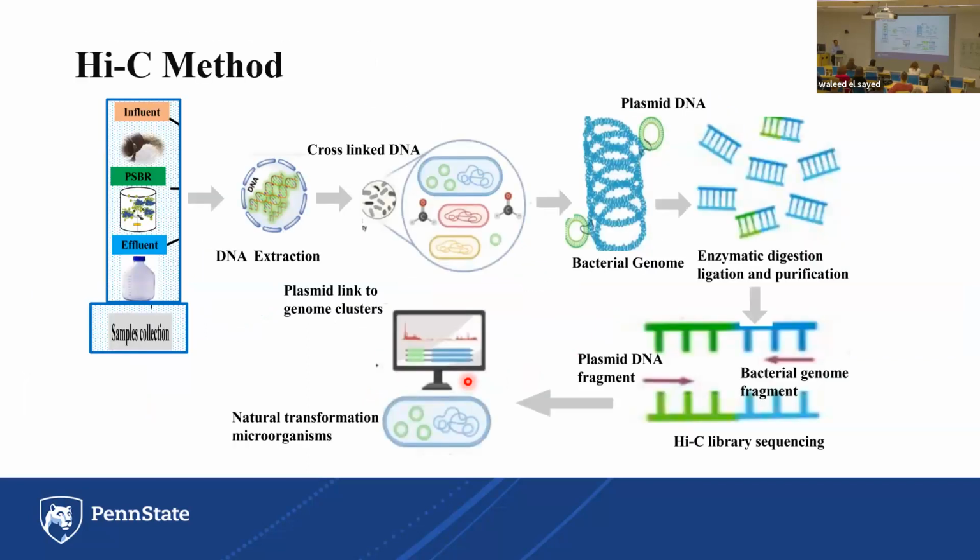For the Hi-C library, we sent the sample out to a company to do the Hi-C and metagenome from the same sample. They extracted the DNA and treated it with a formaldehyde solution to produce cross-linked DNA. After that, they used enzymatic digestion and ligation to prepare the library.